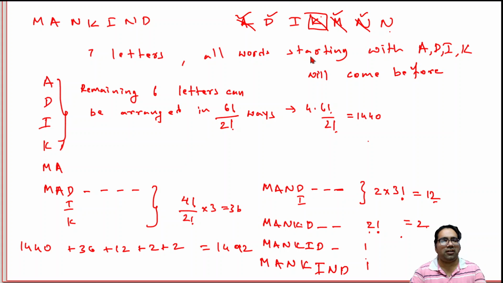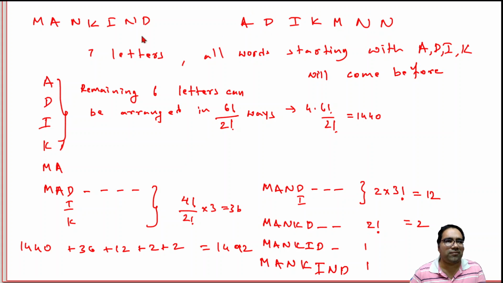So the process of doing this kind of problem is, first we have to write all the letters in alphabetical order, and then see which words will come before the given word, before MANKIND. So the words starting with A, D, I, K, then words starting with MAD, MAI, MAK, and then MAND or MANI, likewise. Right, guys?